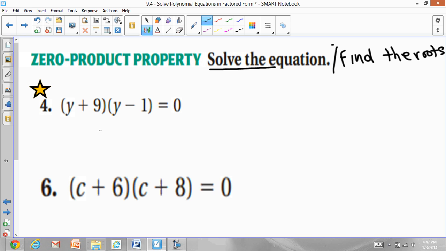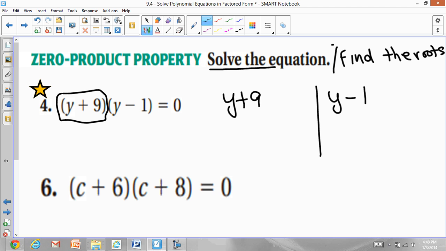So for question number 4, on the left side, you have one inside a parenthesis and another one inside a parenthesis equal 0. So you're going to write y plus 9. You're going to write y minus 1. You're going to take the first one, write it on the left side. You're going to take the second one, write it on the second half. And you're going to set the first one to be a 0. You're going to set the second one to be a 0. So y plus 9 equals 0. Y minus 1 equals 0.